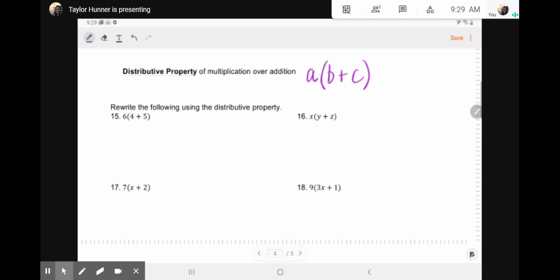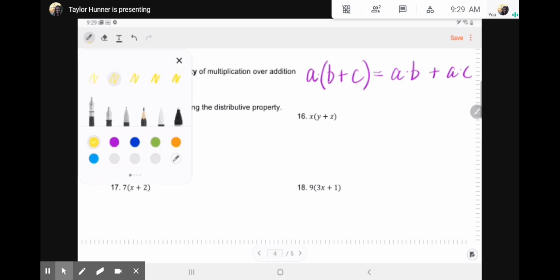Remember, whenever I have a number on the outside of the parentheses, it's saying that I'm multiplying it by 2 things that are being added or subtracted, then I can distribute and multiply a times b and then add it to a times c.